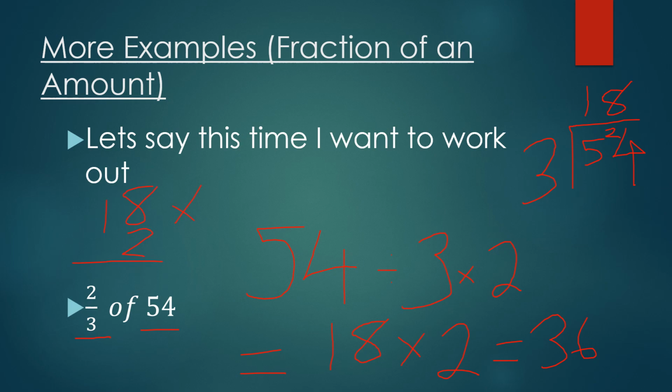So 8 2's will be 16 there. So 6 carry the 1. 2 1's going to be 2 plus 1 is going to be 3. So we're going to get 36. Okay, and obviously for the other question on the previous slide, we did 78 divided by 2. So I can do it using the bus stop method. 2's into 7 go 3 times with a remainder of 1. 2's into 18 go 9 times. So half of 78 from the previous slide is 39. Okay, and that's my workings for that.